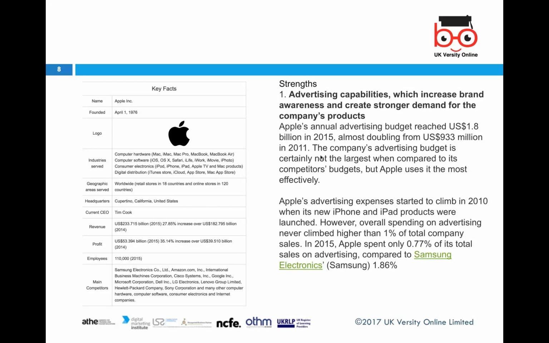And in comparison, when we compare it against its next biggest competitor, which is Samsung, and that's the Galaxy Tab, Apple's spend is almost 0.77% of its sales. So just under 0.75% is the ratio of its advertising spend versus its sales. And if I compare that with Samsung, Apple is spending almost half or more than half of what Samsung is spending in terms of its advertising budget.